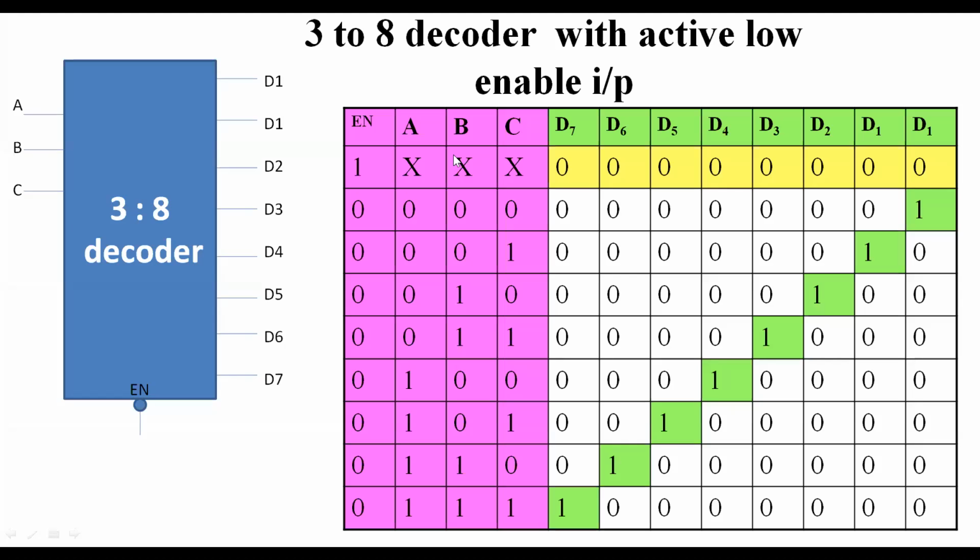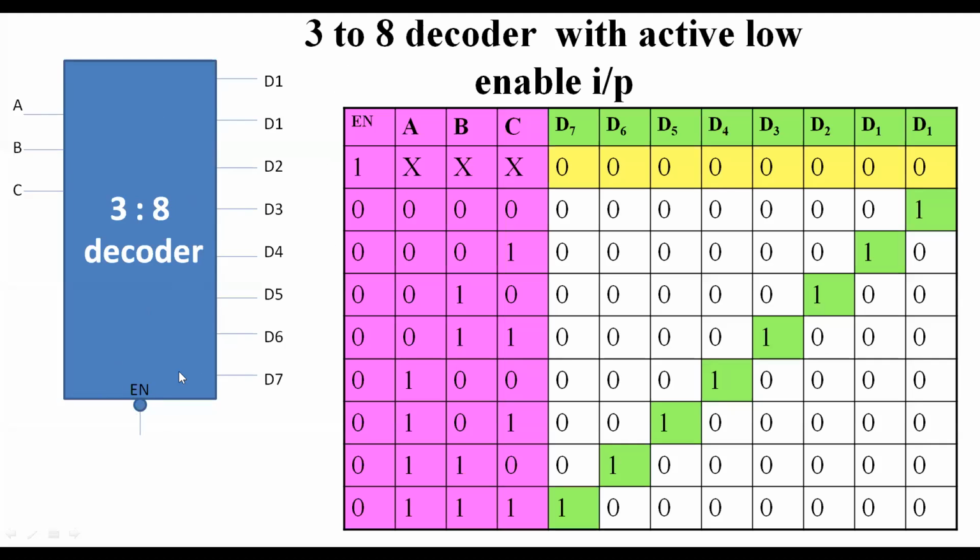See, for the 3 to 8 decoder, as we know, we have 3 inputs and 8 outputs. Here the outputs are named D0 to D7. And here we have taken the enable input. Enable input is bubbled. Bubbled means it is an active low enable input.